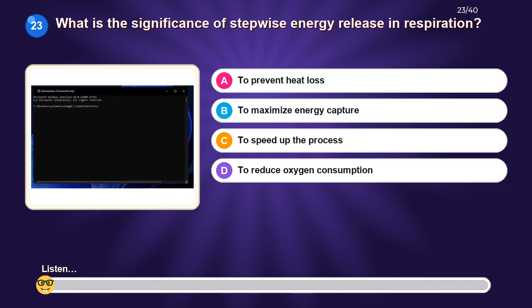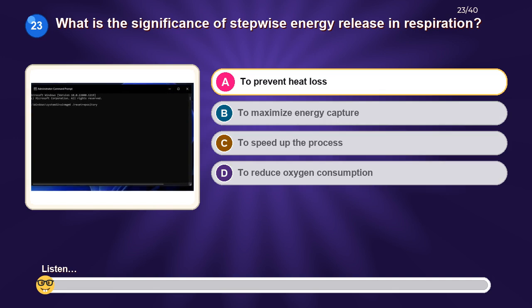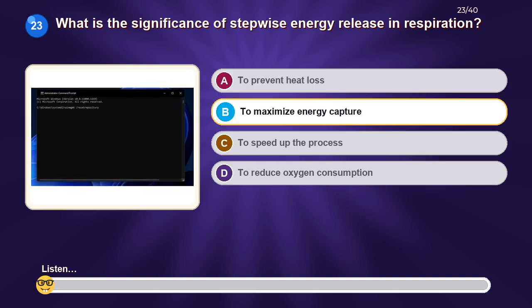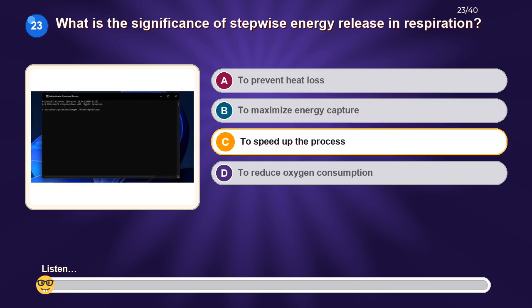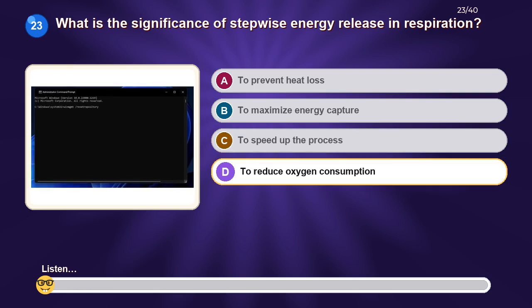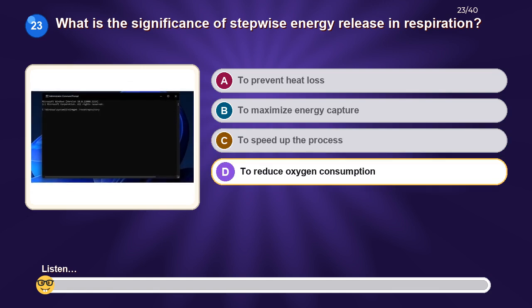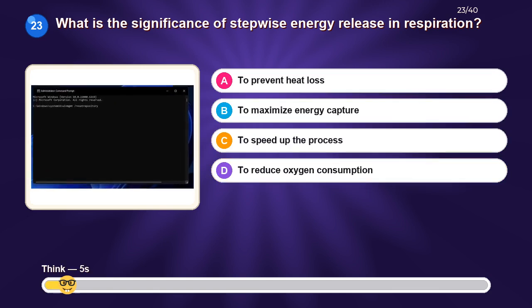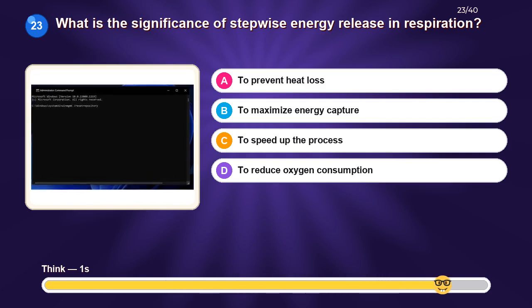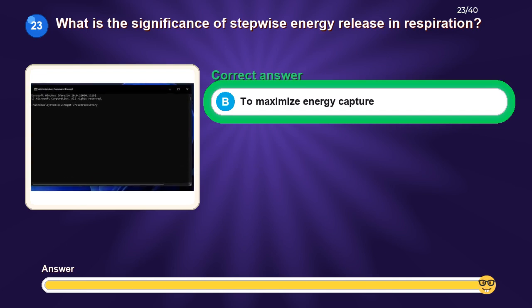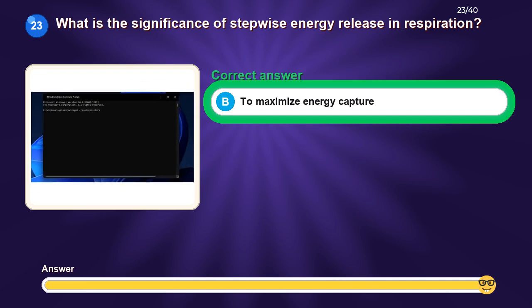What is the significance of stepwise energy release in respiration? Option A, to prevent heat loss. Option B, to maximize energy capture. Option C, to speed up the process. Option D, to reduce oxygen consumption. The correct answer is to maximize energy capture.